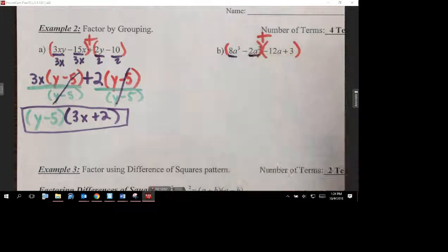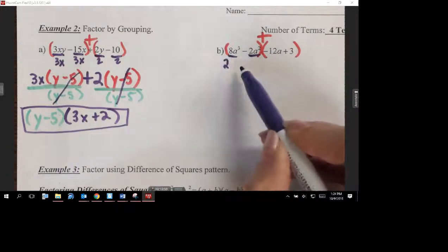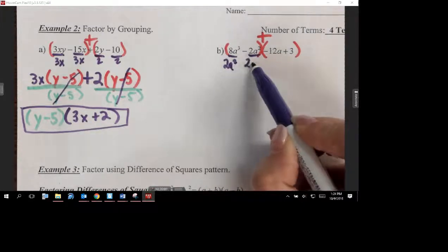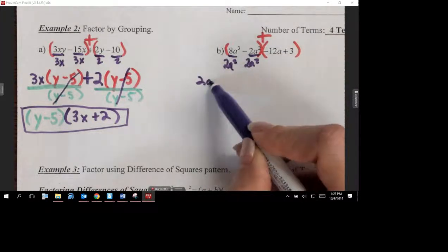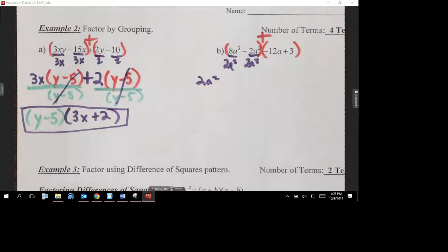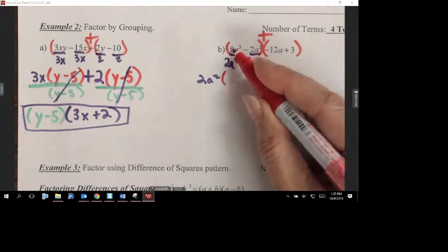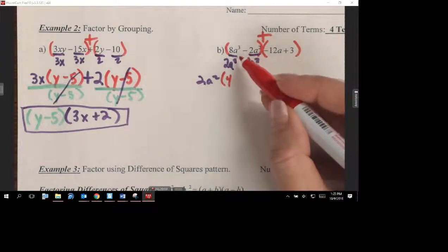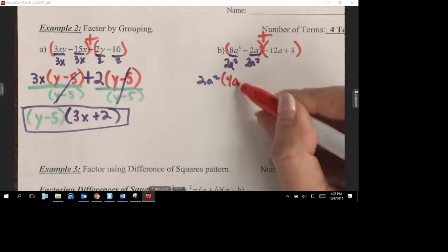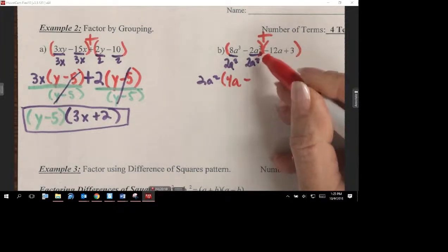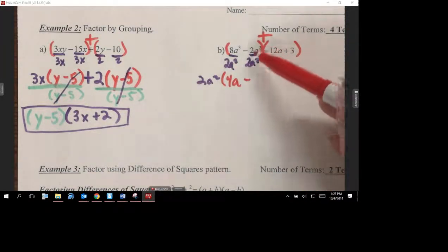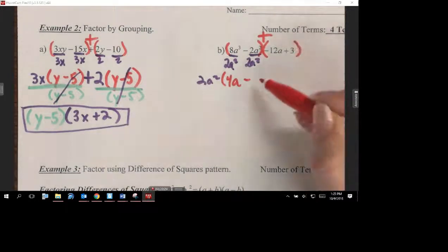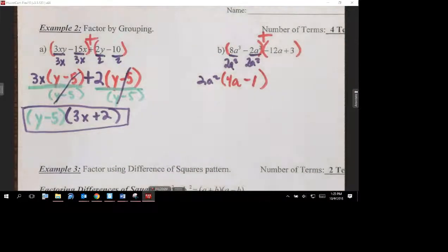Yes or no? Yes. What is it? 2a squared. So that comes out 2a squared. We have left over 8 divided by 2 is 4. And when I 8 to the third one, I've got 3 a's, and I take 2 of them out. Just 1 a left over. And then minus. And what happens when I have a 2a squared over a 2a squared when they're exactly the same number? It's 1. It becomes 1. It does not become 0. It becomes 1.